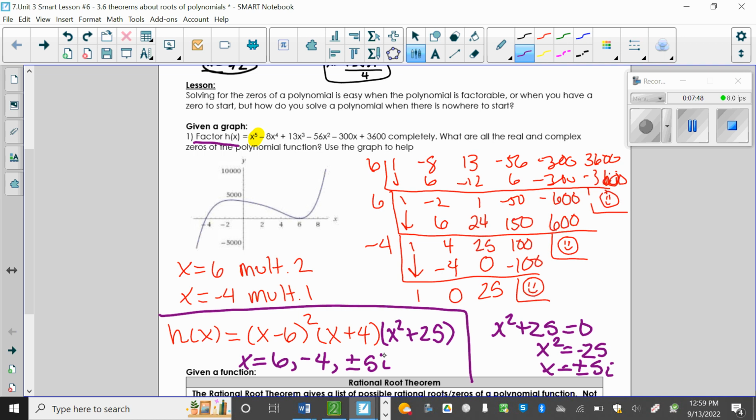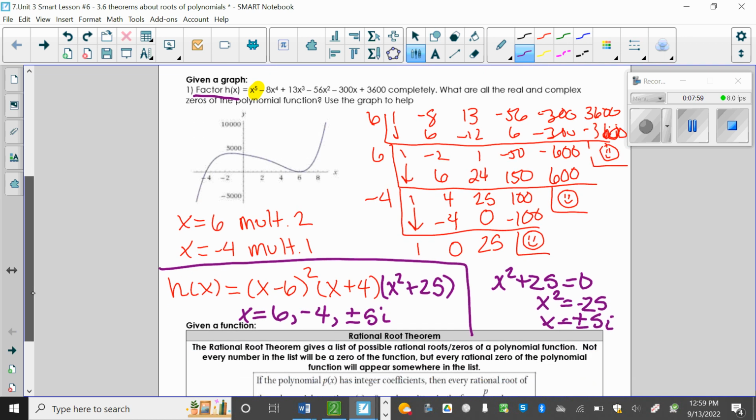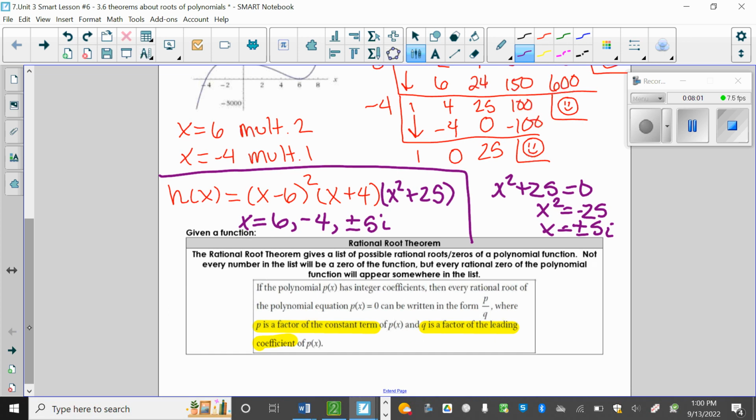And there we go. We just solved that polynomial and factored that polynomial. Very impressive. So how do we go about solving if I don't have somewhere to start, if I don't have a graphing calculator where I can graph and find a root on my graph, or maybe all of my roots aren't nice integer values? Well, we do have some help.